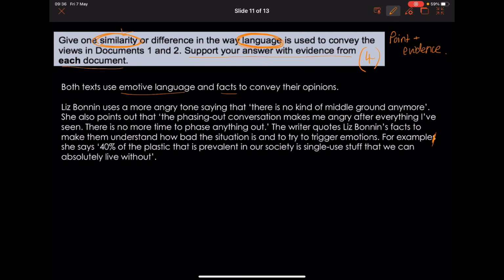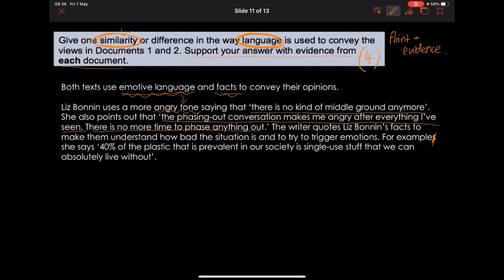40% of the plastic that is prevalent in our society is single-use stuff that we can absolutely live without. So we have explained here that she is angry. We've explained that it was emotive language. She's used an angry tone. We've used a quote here. And then we've explained how she's used facts.